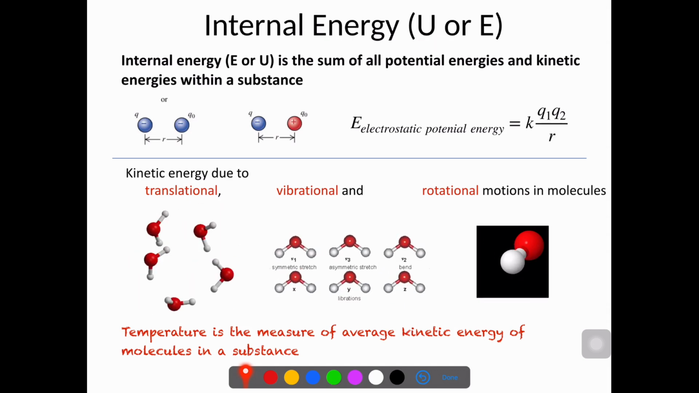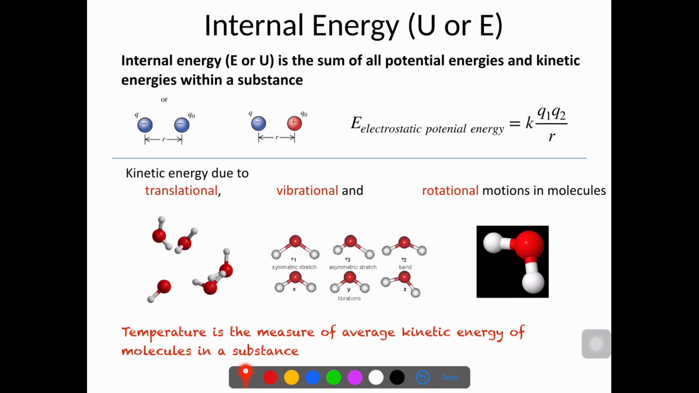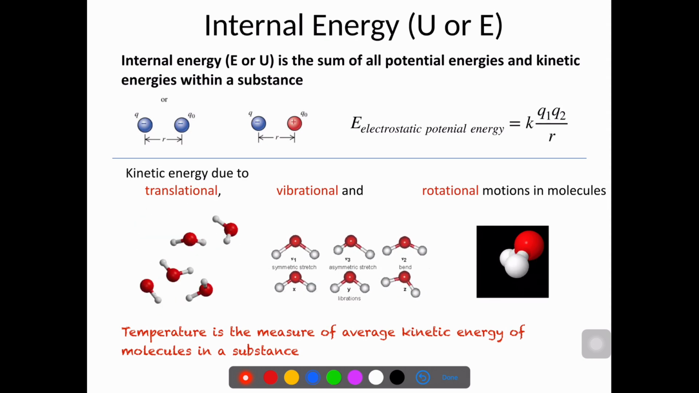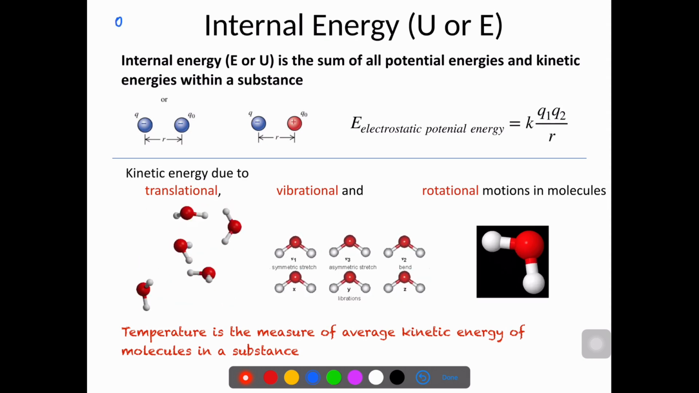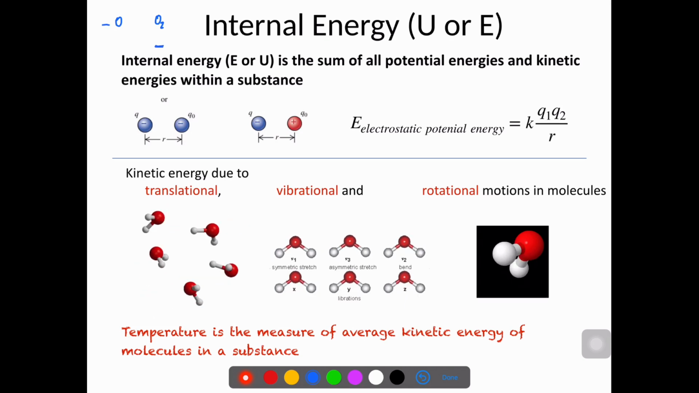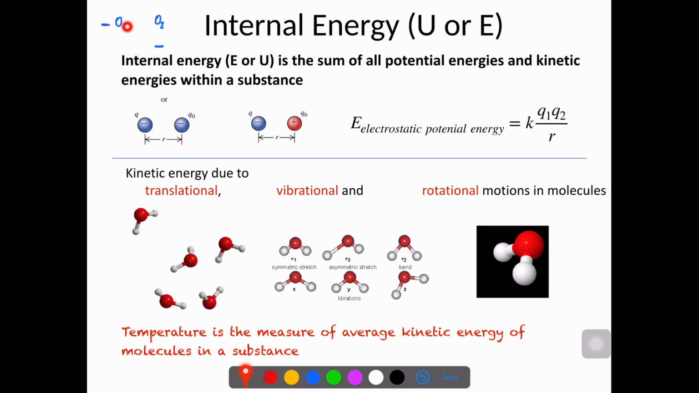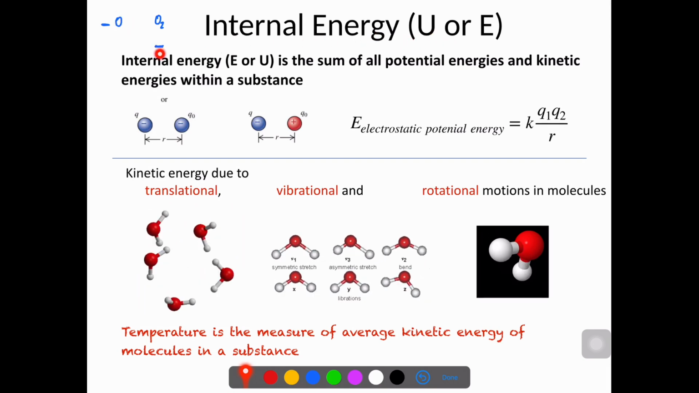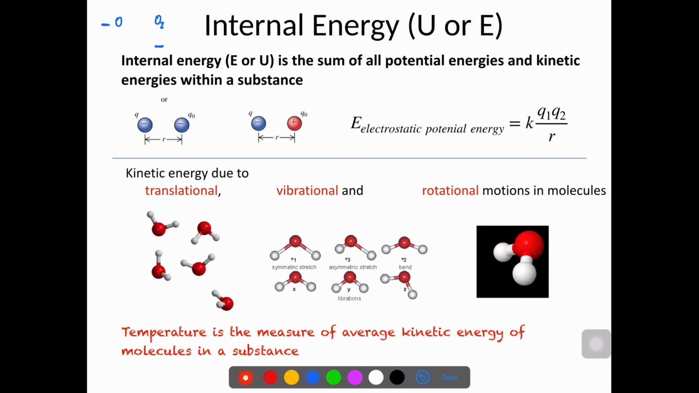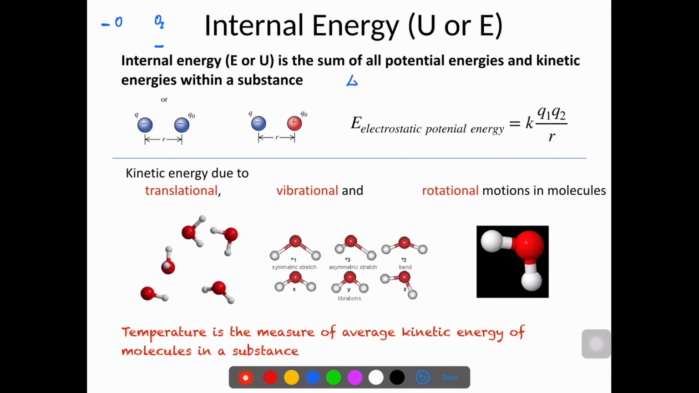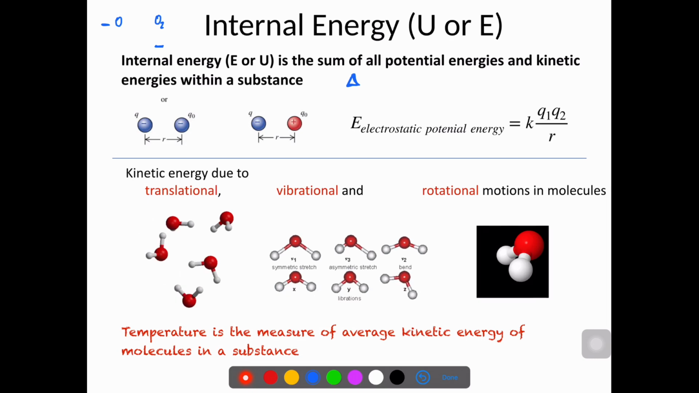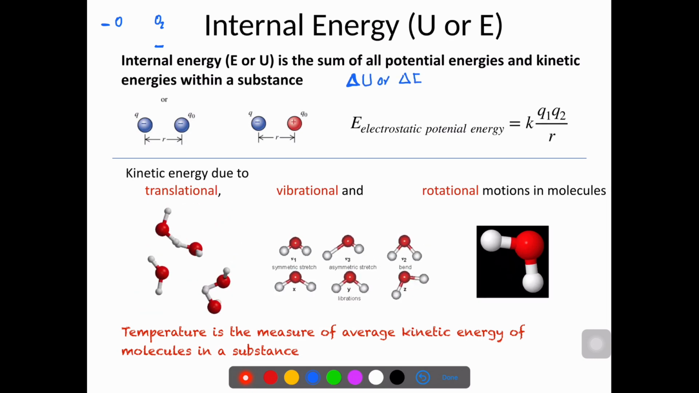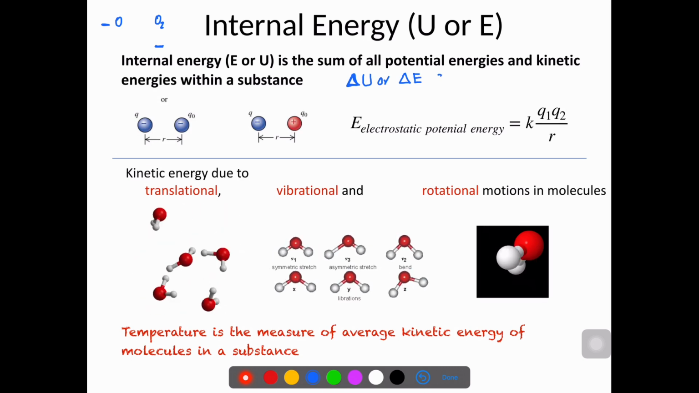Okay. What you can do is only talk about the relative energies of two different substances. For example, you can say that compared to an oxygen atom, an oxygen molecule has lower energy. You can only talk about their relative internal energies. But what you can measure is the change in internal energy. Change is represented by this delta sign. So delta U or delta E, the change in internal energy of a substance, can be measured.